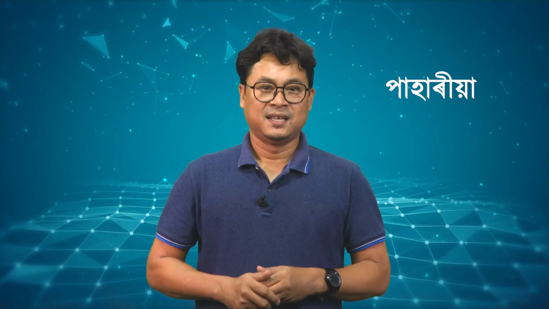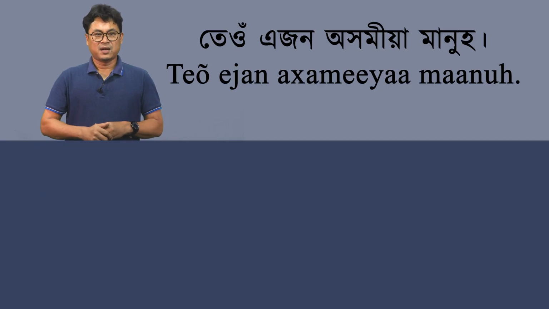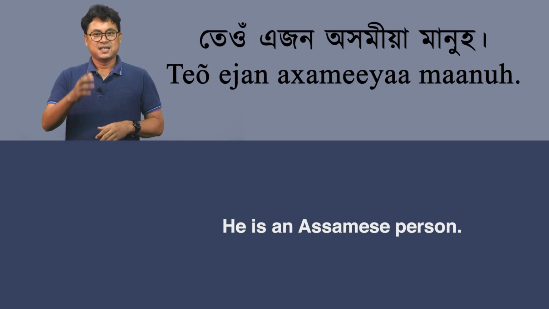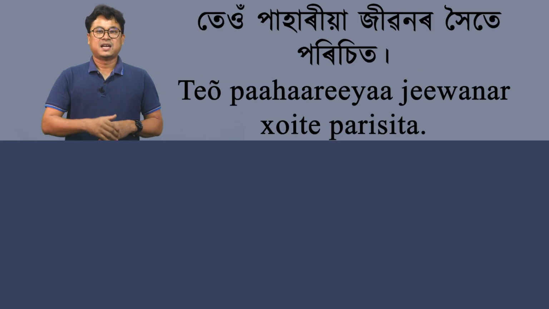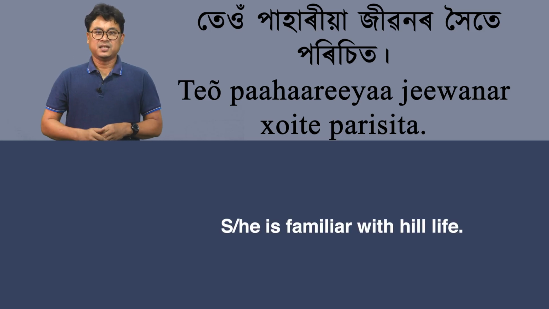Let's use the derived words Okhomia and Paharia in sentences. Teo ejon Okhomia manu. That means he is an Assamese person. Teo Paharia jibonor hoite poricito. That means she or he is familiar with hill life. This suffix is particularly important because it encodes social and geographical identity, which is central to Assamese expression.